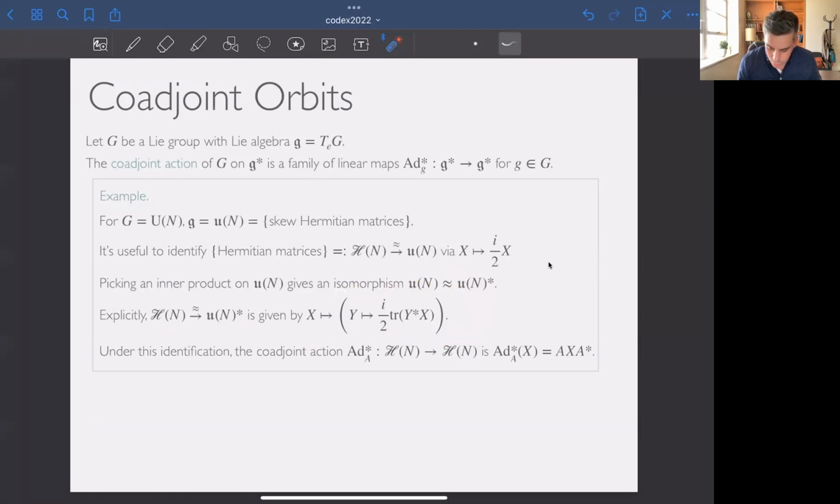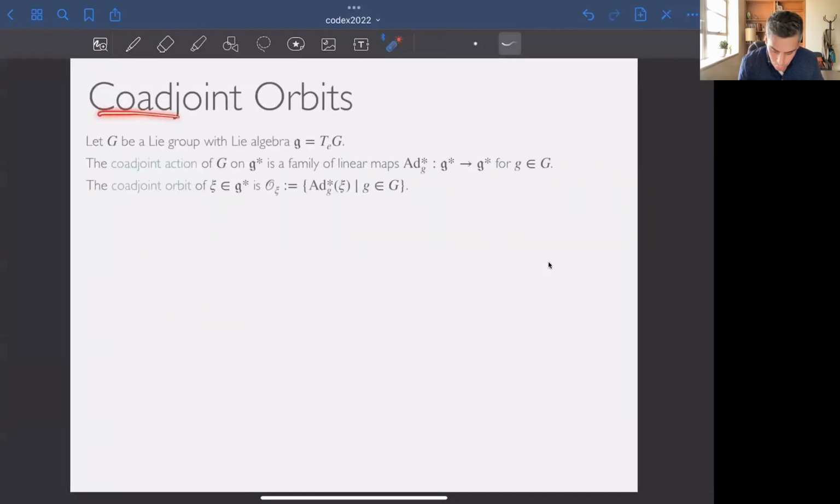Okay, so ad star was not really defined and kind of mysterious up here. In these matrix Lie group cases, it's typically very easy to write down. So ad star, under my various identifications, I can think of as a map from Hermitians to Hermitians. And what does it do? I have a unitary matrix A, I do ad star A of X. It's just conjugation. Okay, so simple enough.